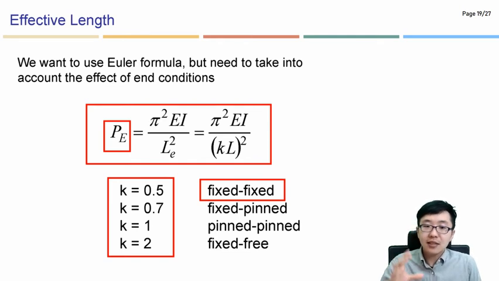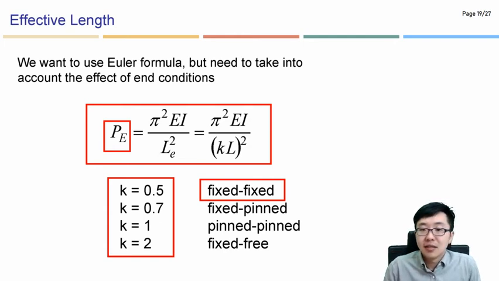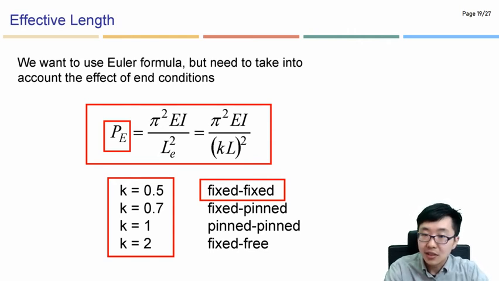Effectively, 0.5 times L, only half of the length of the column will be utilized to cover the actual compression. That is the reason why you can see here this is (0.5 L) squared, so it will perform like 4 times better than the simply supported case. This is K equal to 1.